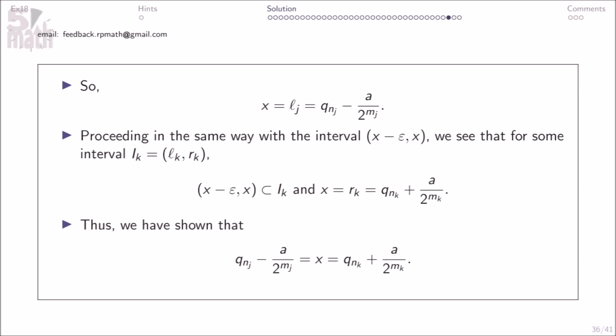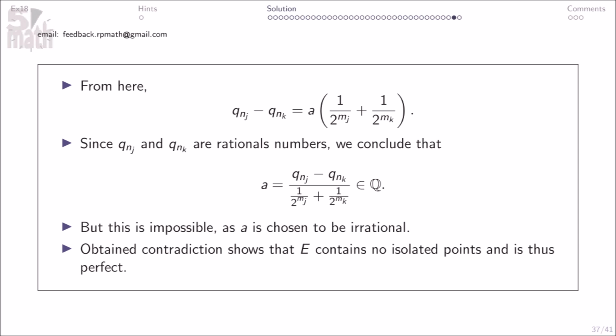Proceeding in the same way with the interval here, we see that for some interval I of k equaling this, this, and that. Thus we have shown that this. From here, this. Since q of j and q of k are rational numbers, we conclude that a equals this. But this is impossible as a is chosen to be irrational. The obtained contradiction shows that E contains no isolated points and is thus perfect.